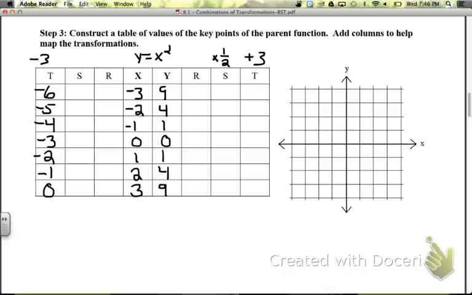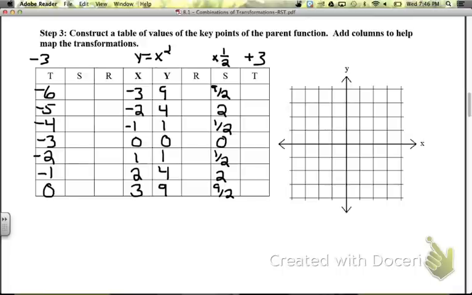Now for our y's, our first thing that we need to do is multiply by 1/2. So 9 times 1/2 is 9/2. 4 times 1/2 is 2. 1 times 1/2 is 1/2. 0 times 1/2 is 0. 1 times 1/2 is 1/2. And 4 times 1/2 is 2. And 9 times 1/2 is 9/2.